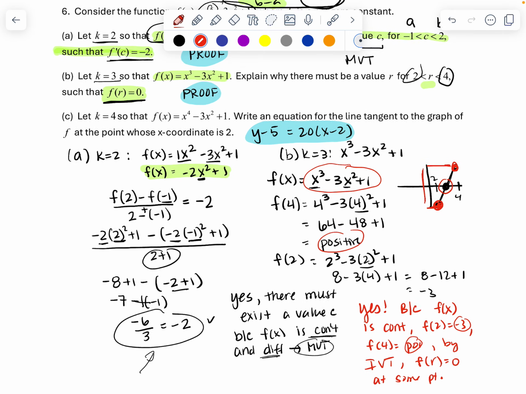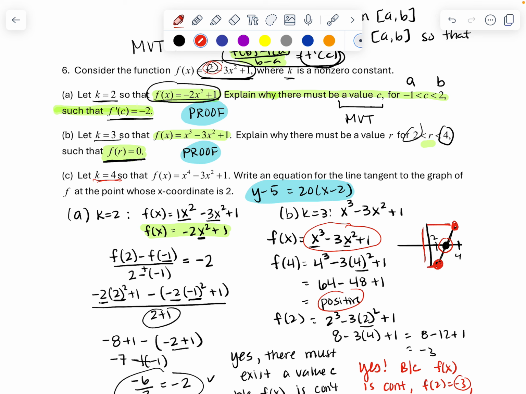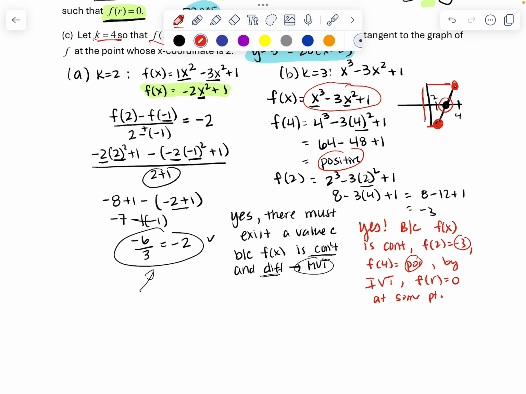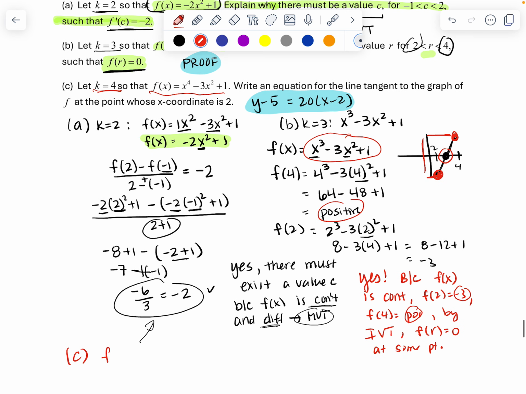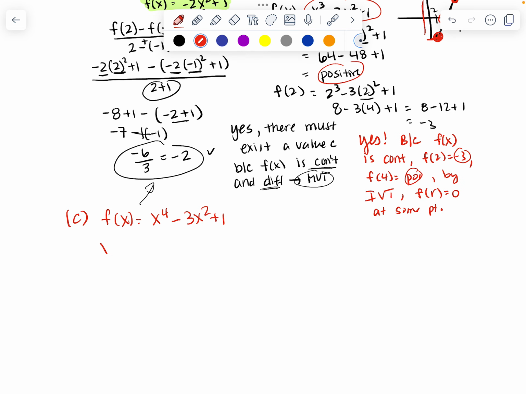Okay, and then the last one. It said let k equal 4. So again, if I let k equal 4, you're going to have this polynomial. Write an equation for the line tangent to the graph of f at the point whose x-coordinate is 2. So you guys, this one is just a good old tangent line question. So let's look at C. So we've got the polynomial, so rewrite it over here. F of x equals x to the 4th minus 3x squared plus 1. And we want a tangent line to the graph of f at the point whose x-coordinate is 2. So I know that x equals 2.